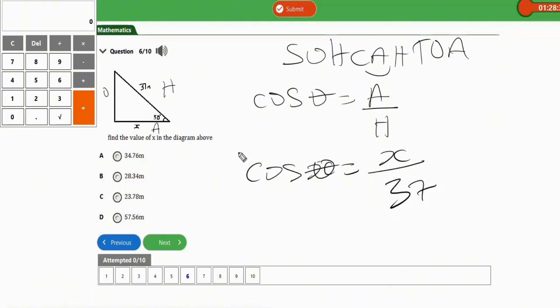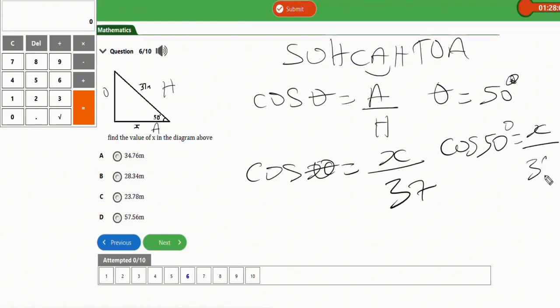37. So when you break this down, in the question theta is 50 degrees. So this will give us cos 50 degrees equals x over 37.